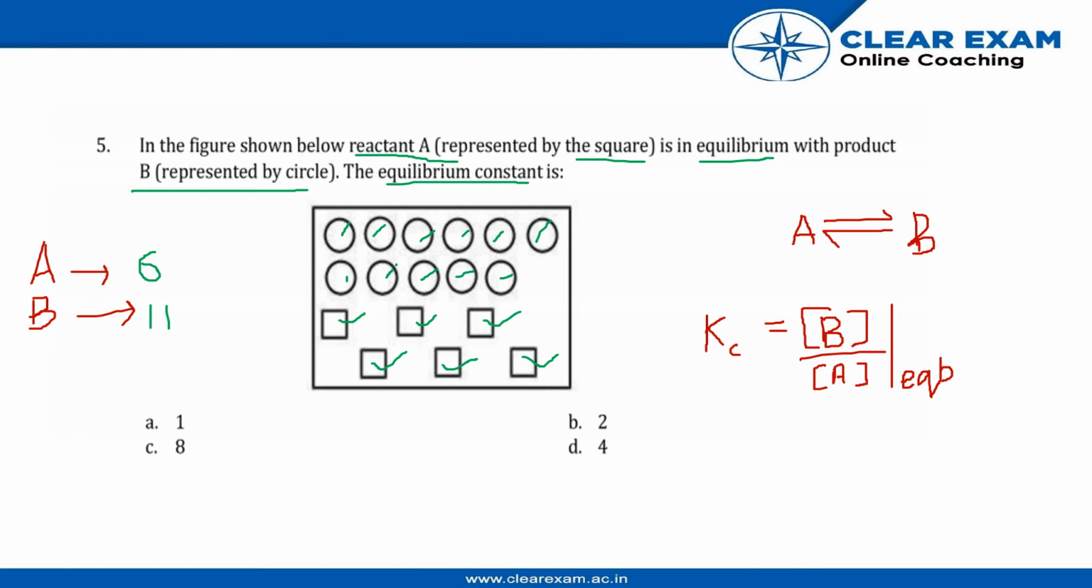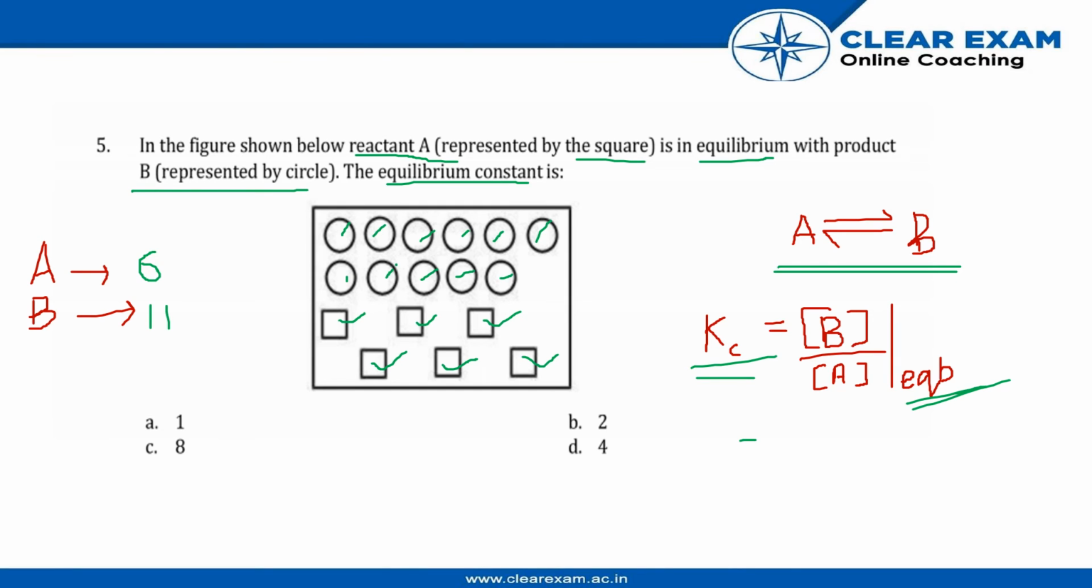Now according to the question, this reactant A is in equilibrium with the product B. And we know that in terms of concentration, the equilibrium constant is equal to the concentration of the product B divided by the concentration of the reactant A when these two are in equilibrium.